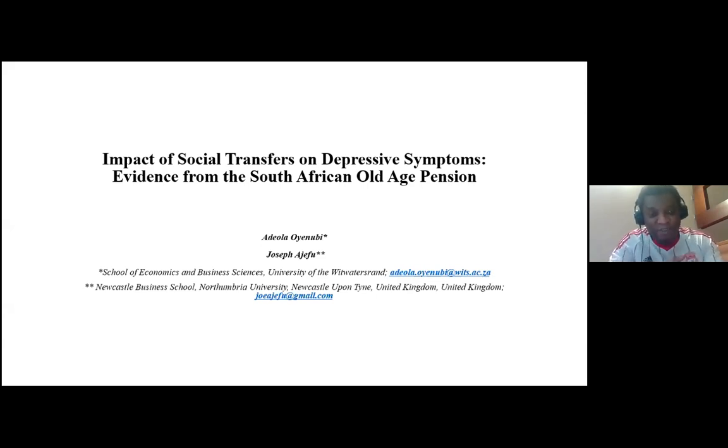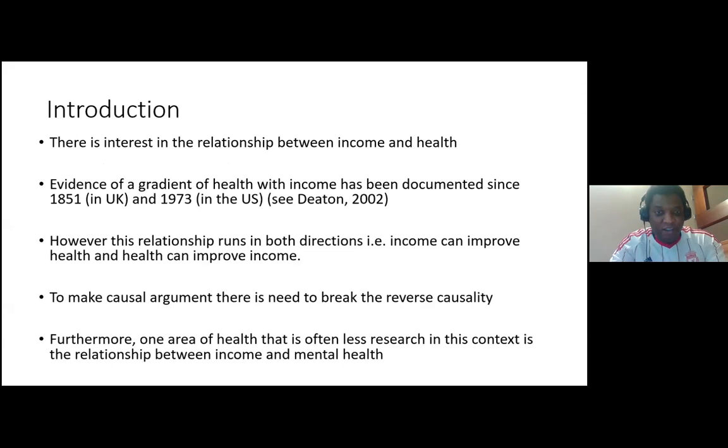The title is Impact of Social Transfer on Depressive Symptoms, Evidence from the South African Old Age Pension. Basically, this is just an exercise to check the relationship between income and health in the case of the old age pension in South Africa. So I will just start right away. By the way, it's a joint work with a colleague at Northern University, Dr. Joseph Jeffro.